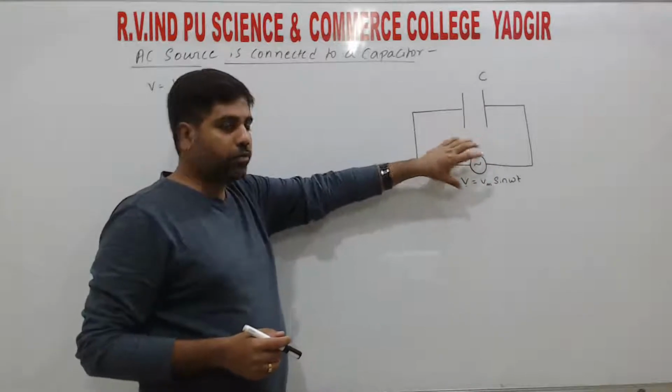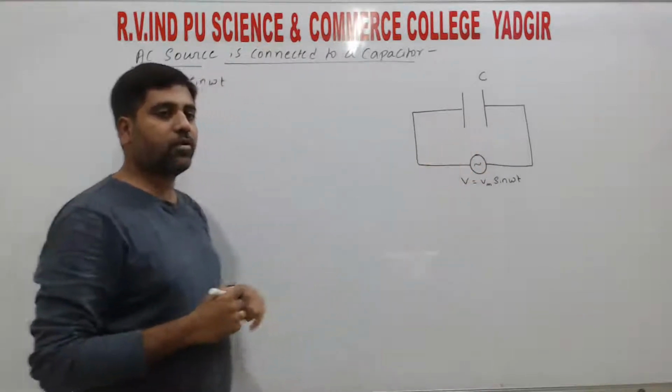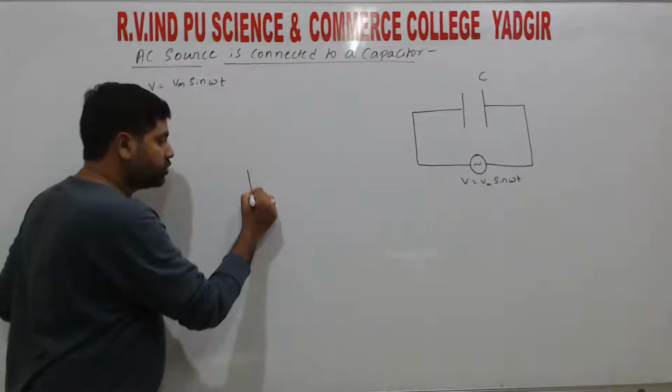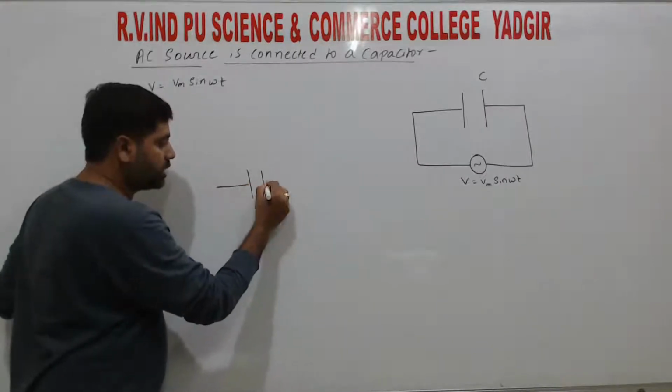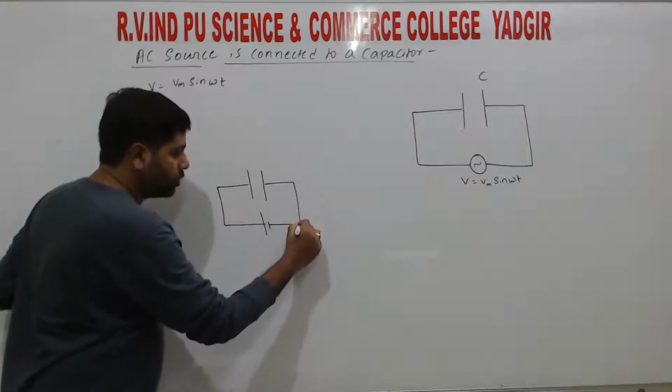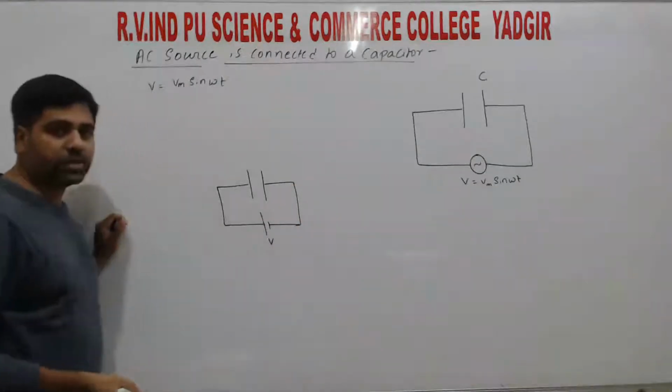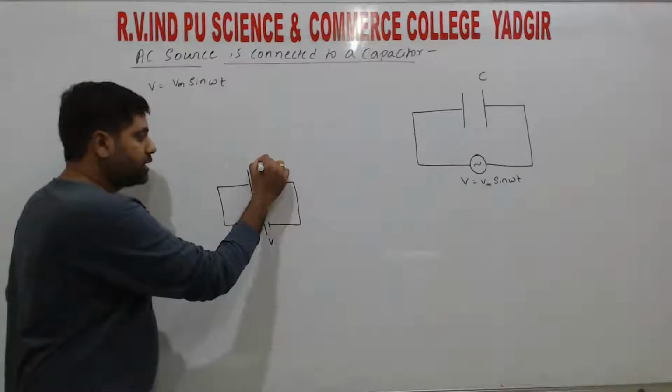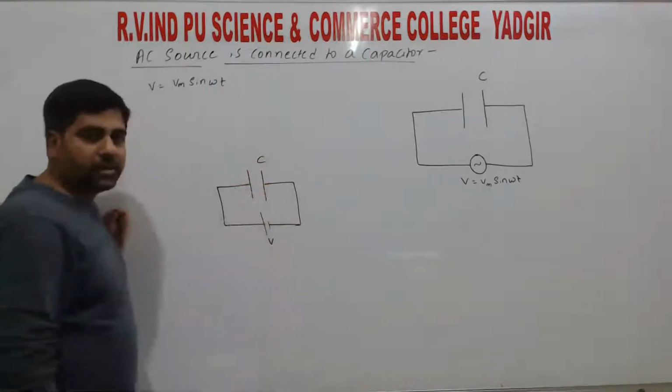Before discussing what happens when the capacitor is connected to the AC source, first we are going to discuss the DC source, right? What happens when a capacitor is connected to the DC source, applying the voltage V? The capacitor has the capacitance C.